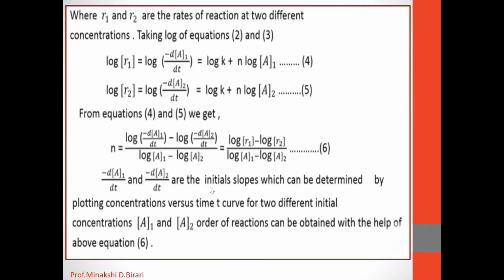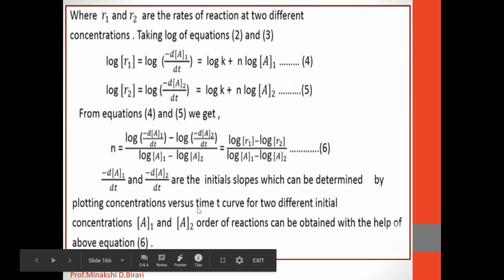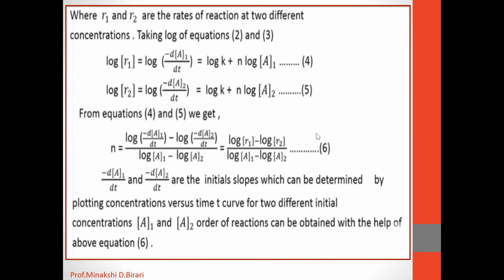Minus dA1 divided by dt and minus dA2 divided by dt are the initial slopes, which can be determined by plotting concentration versus time t curve for two different initial concentrations A1 and A2. So the order of reaction can be obtained with the help of this equation, that is equation number 6.